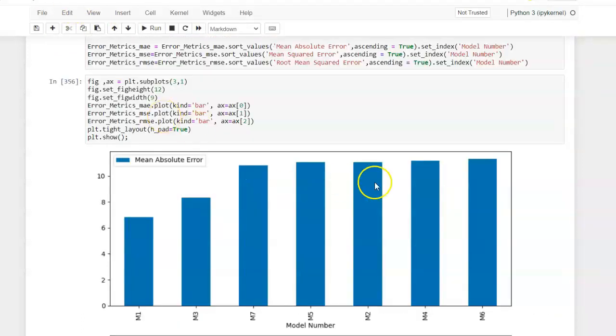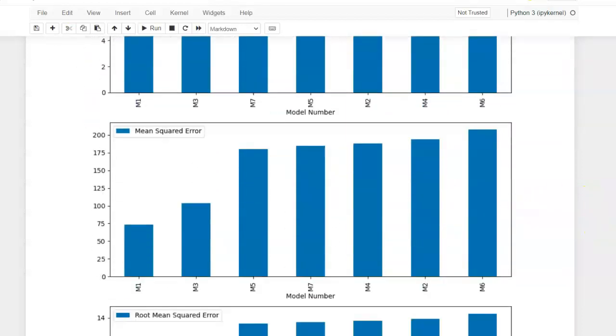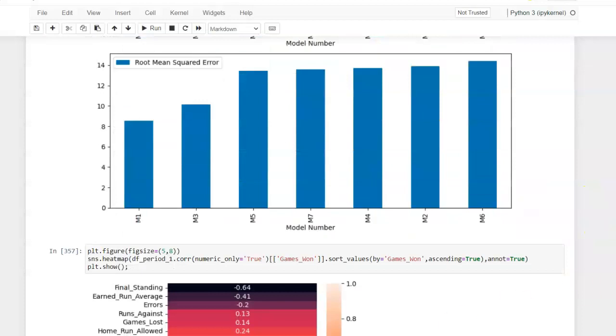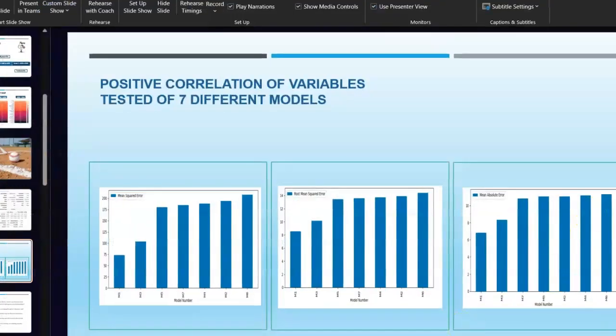Moving forward, I have these mean absolute error, mean squared error, and root mean squared error models in my PowerPoint that I'm going to show you guys right here, which is easy to locate. So right here, model 1 in mean squared error has the lowest value, same as the RMSE. Model 1 is the best one, and same here in mean absolute error, the model 1 value is less than the other ones. So this shows the positive correlation of the variables that I have tested out, that model 1 is the best one that I have got so far.